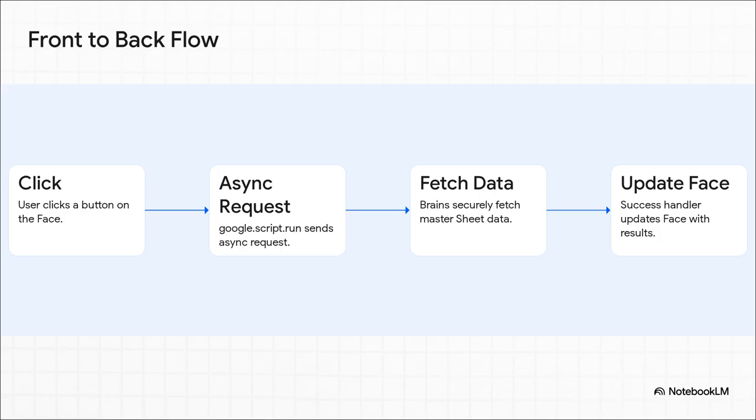Step 3, the server-side brains take over. They securely read from a master sheet, filter the data, and return the results. And finally, step 4, the .withSuccessHandler back on the front end catches that returned data and dynamically, instantly updates the face of the app with the new results. It's incredibly fast and totally seamless from the user's perspective.